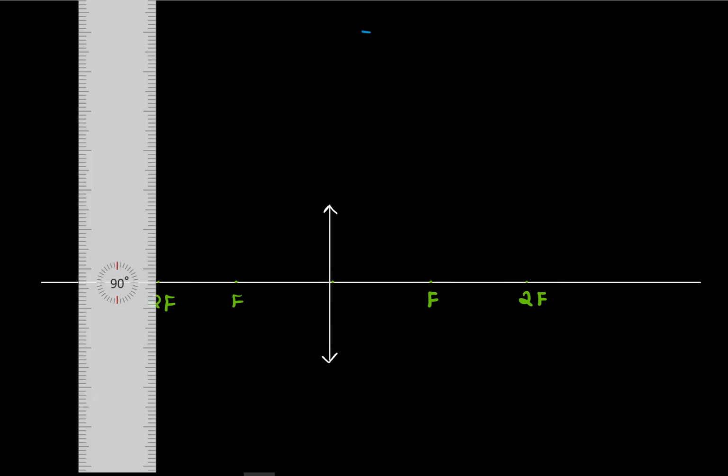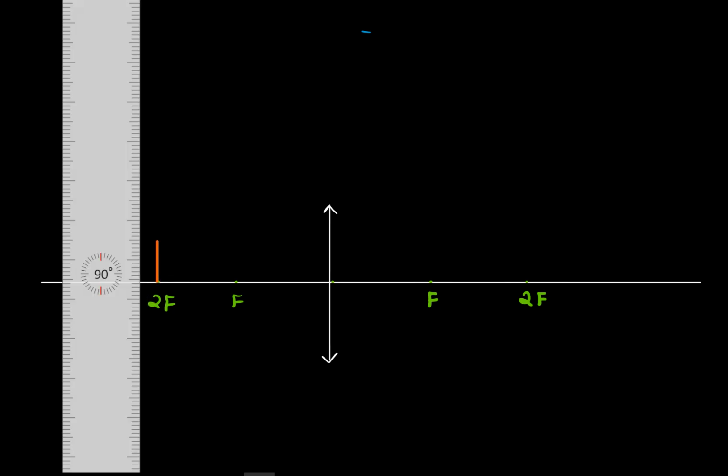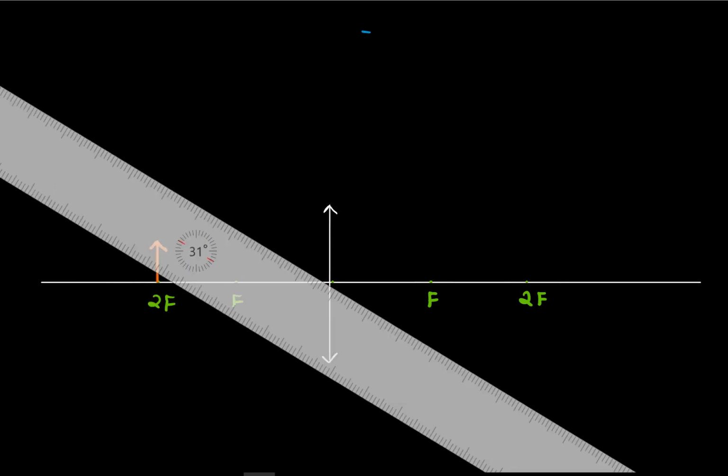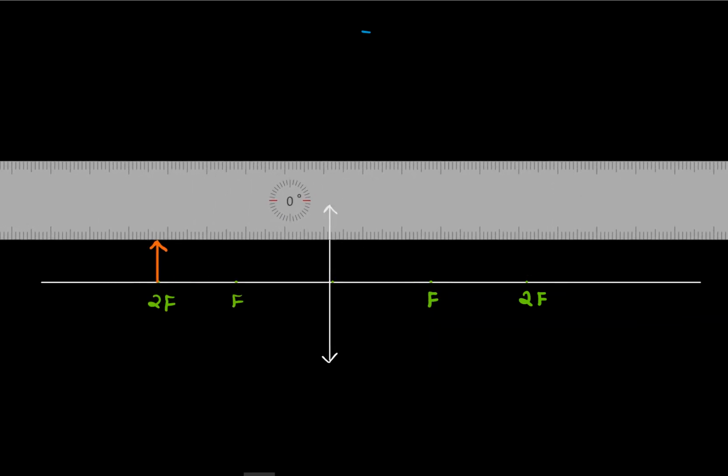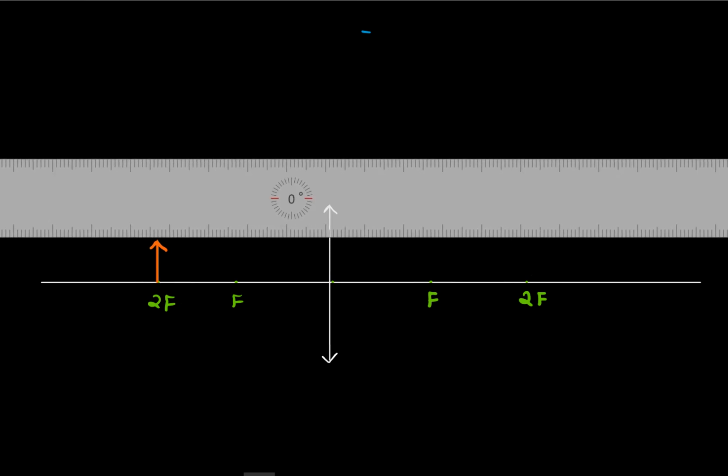So I'm going to draw my object of a suitable length. If the height of the object is given to you in the examination, well and good. If it is not given, do not worry. You can take your own length. But remember, whatever data they are telling you, you have to use that.